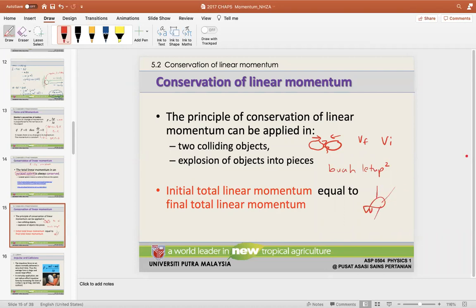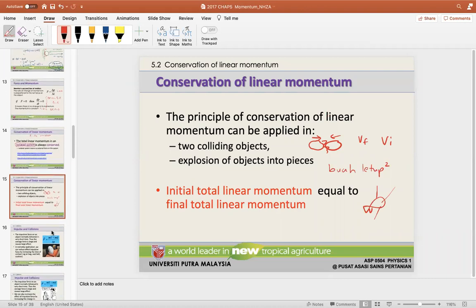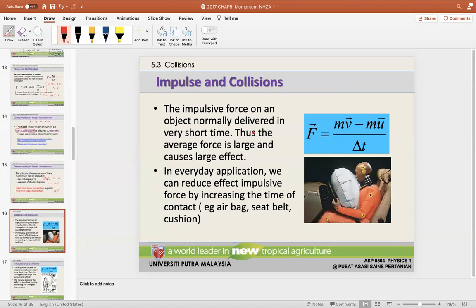Okay, but it explodes. So that also has conservation of linear momentum, which means that if you know the initial velocity, you will know what the final velocity is. All right. So here we know that F equals delta P over delta T. So this is an example of collision. In this case, they decreased the force by increasing the time.